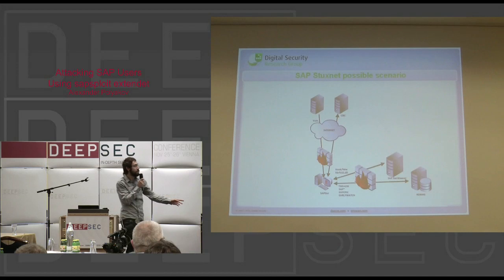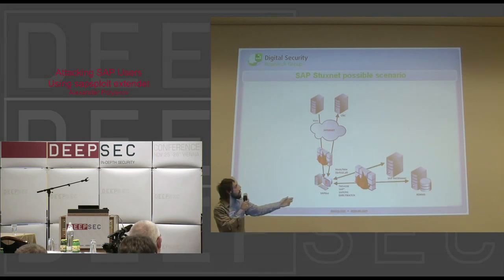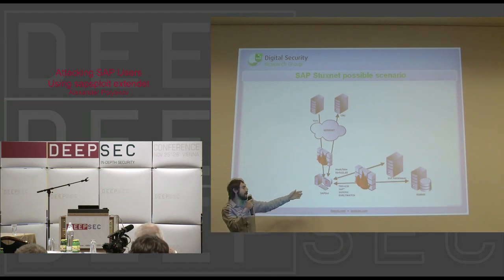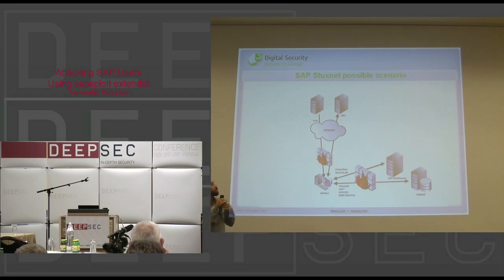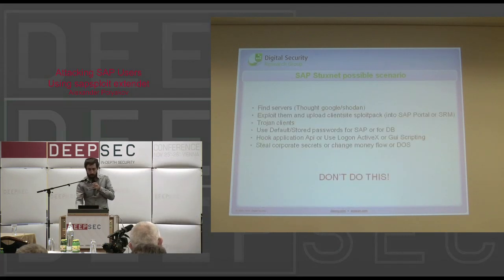We have a SAP GUI. We have a list of default passwords, and we can hook the RFC connections. So you can easily exploit the SAP GUI with sapsploit, and then you can connect to their systems by using the default passwords and so on. So firstly, you find the servers on the internet, then you exploit them by the server-side vulnerabilities and install the exploit pack. And then you Trojan the clients, then you use the default passwords, and you hook the application API, and steal anything, and can do anything. So it's a really very possible scenario, but don't do this.